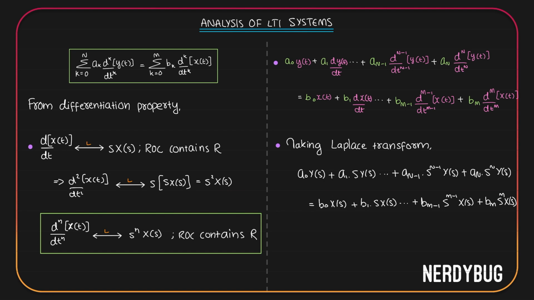We can write it as a summation. The left hand side will become like this. Summation from k equals 0 to n a k s raised to k Y of s. This is equal to summation from k equals 0 to m b k s raised to k X of s. Now, an interesting thing is happening over here. The summation is with respect to k on both sides. Y of s is a function of s, X of s is also a function of s. So they don't have to be inside the summation. To show that, I will put brackets like this.